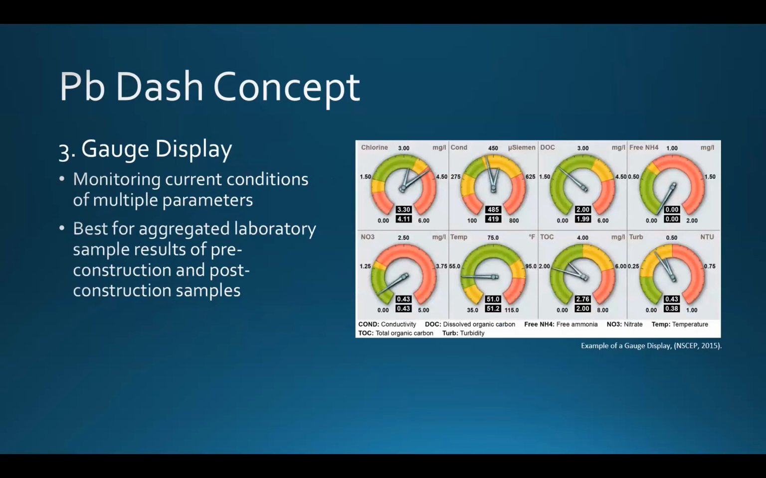Third, it summarizes the importance of other visualizations of data. For example, the use of a gauge is effective for monitoring current conditions of multiple parameters. As you can see here, this presentation of data will be most useful in the PB- interface for visualizing aggregated laboratory results of pre-construction and post-construction samples against the action level and trigger level.